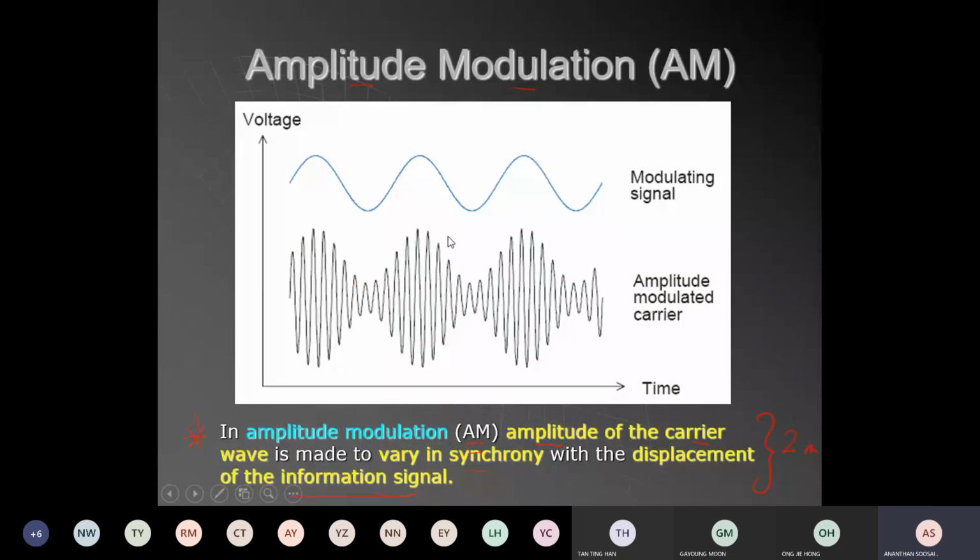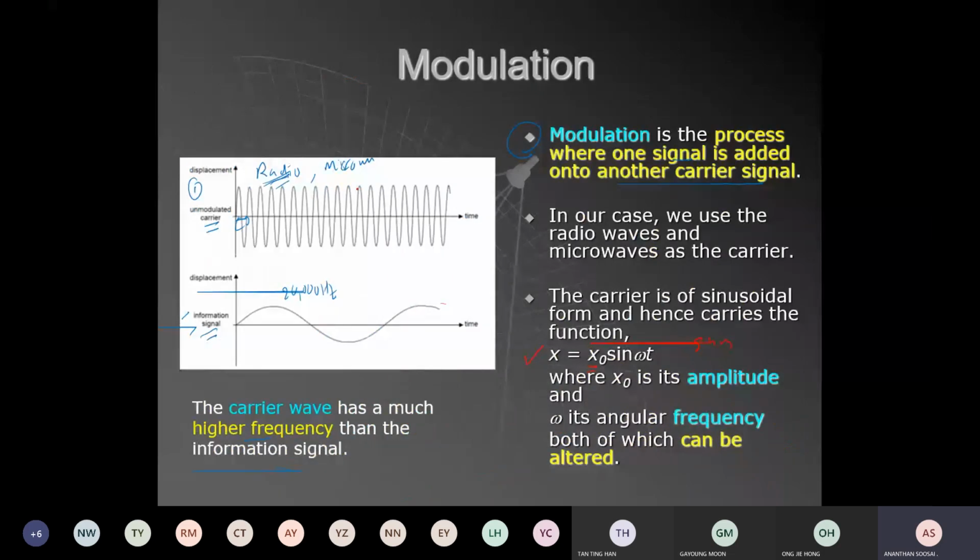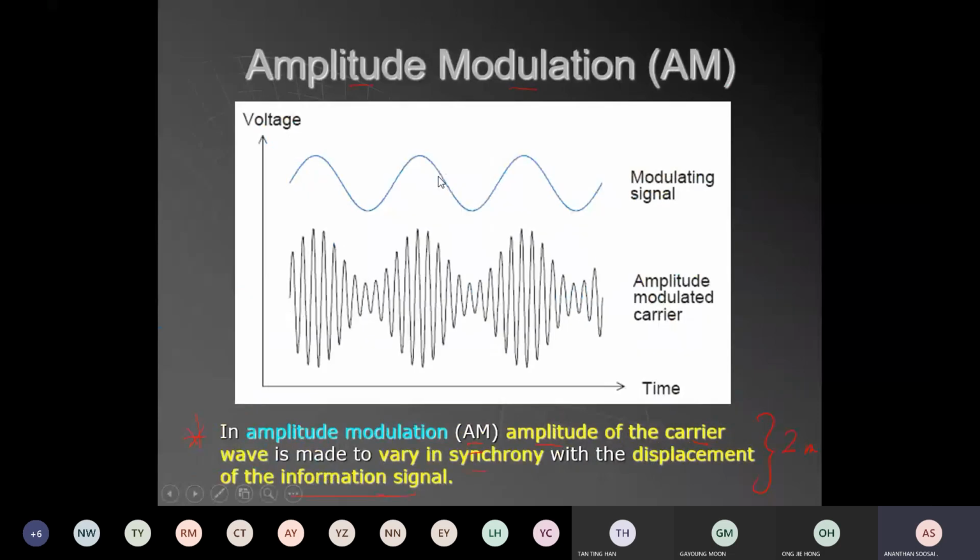This is the carrier. Originally, the carrier was like this, unmodulated. The height is the same. Then what happened? The signal was embedded onto the carrier. So the carrier pattern, the surface, is going to take the shape of the signal. This is your signal pattern. So amplitude modulation is the amplitude of the carrier wave varying in synchrony, meaning the same pattern, as the displacement of the information signal. This is called amplitude modulation. So AM is a radio wave which carries a signal on its amplitude. It carries the information here.